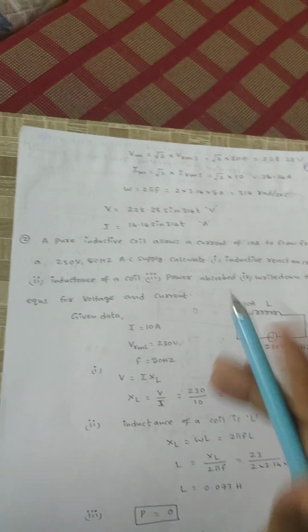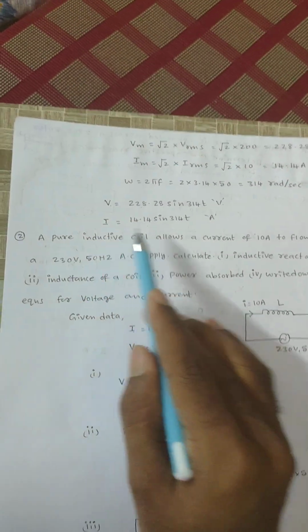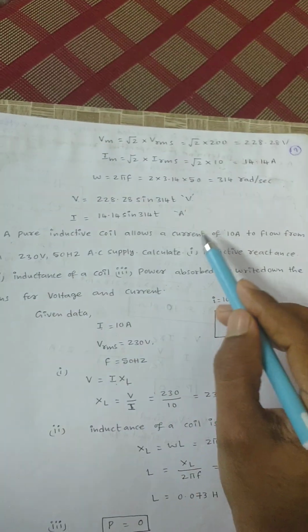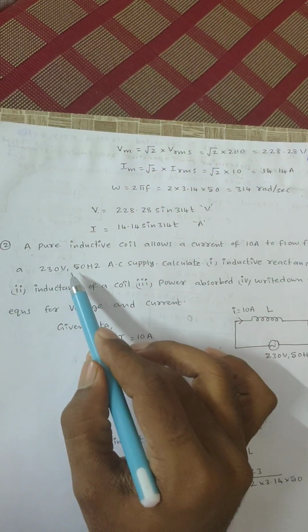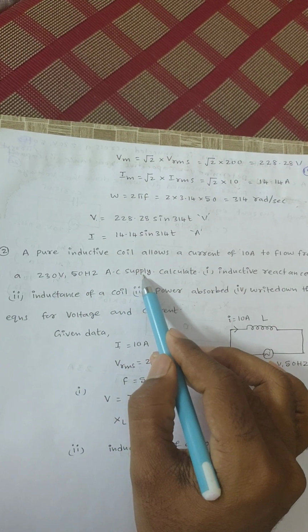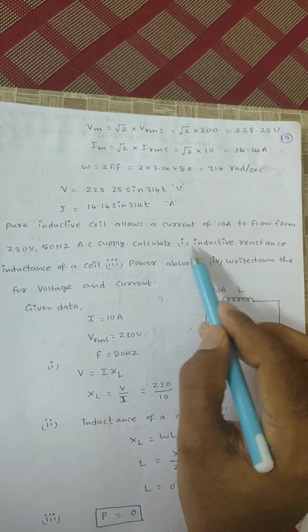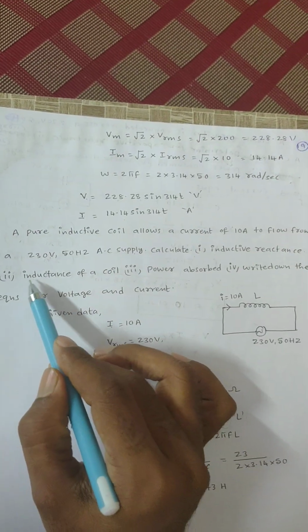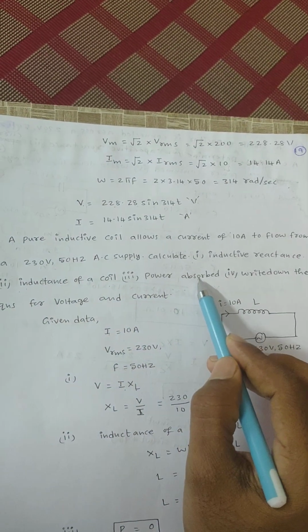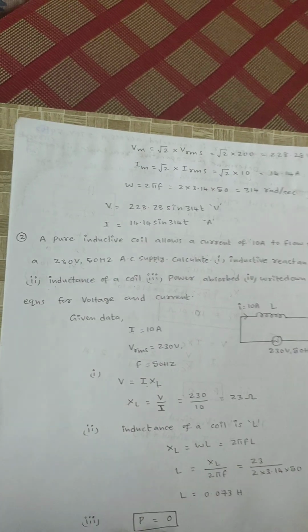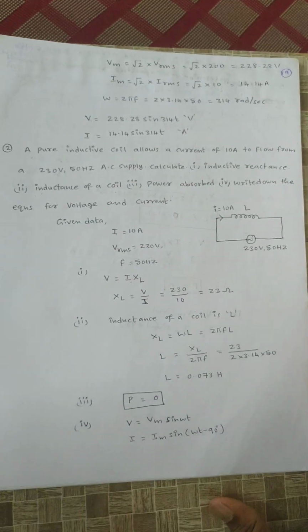Similarly, we can solve one problem on an inductor. A pure inductive coil allows a current of 10 amperes to flow from a 230 volts, 50 Hz AC supply. Calculate first bit, the inductive reactance; second bit, the inductance of the coil; third bit, the power absorbed; fourth bit, write down the equations for voltage and current.